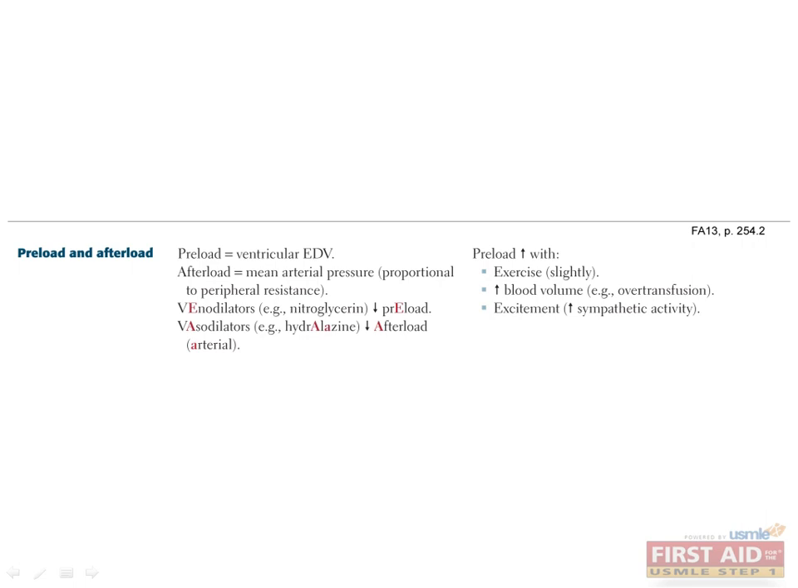Venodilators, like nitroglycerin, are drugs that expand the veins, allowing more blood to pool and thus lowering venous return to the heart. This lowers preload and thus lowers cardiac output in a normal person. On the other hand, vasodilators like hydralazine are drugs that expand the arteries, lowering the mean arterial pressure. This lowers afterload, which will increase cardiac output in a normal person.